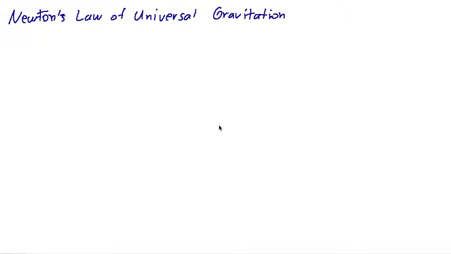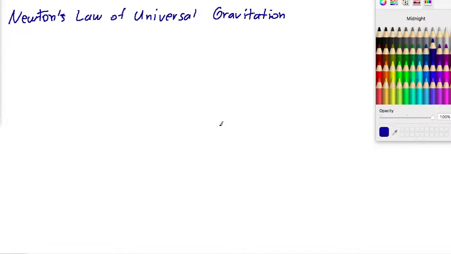Hey guys, welcome back. In this video we're going to be talking about Newton's law of universal gravity, and this is just described as a formula, which is F equals F lowercase g, because that's force of gravity. It's just given by capital G mass 1 times mass 2 over radius squared.